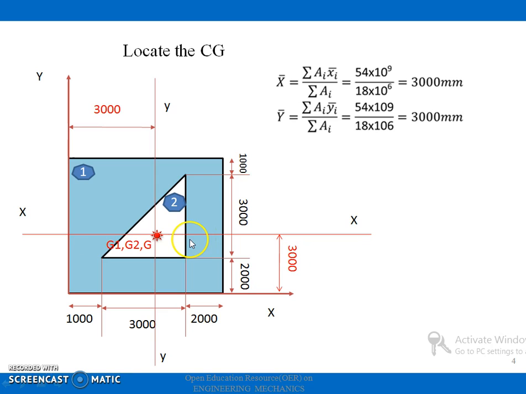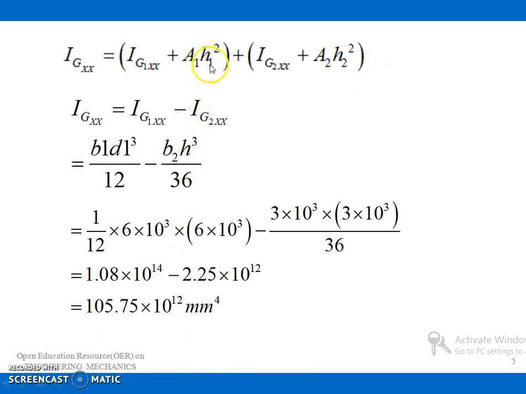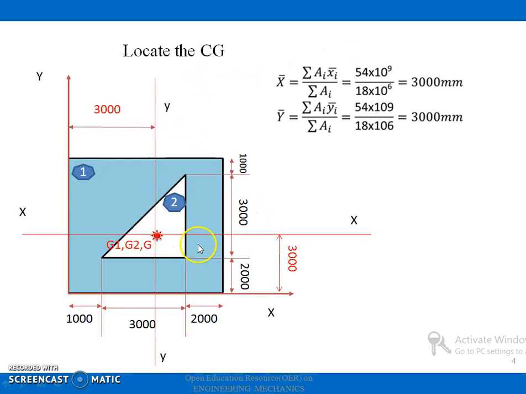But now what are H1 and H2 in this case? So let us first consider this square 1. So where is the center of gravity of this square 1?